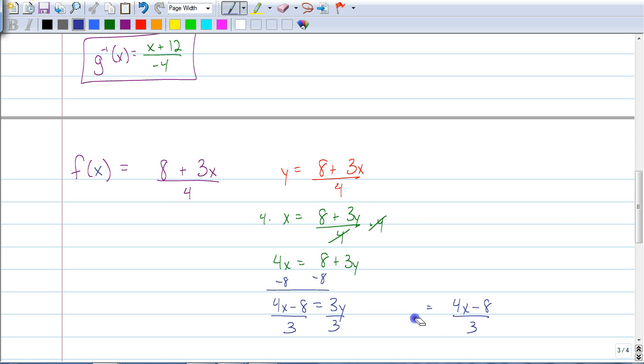Again, I don't want to have this as y equals. I want to put this back into function notation. Since our function name is f here, this would be the inverse of f of x equals 4x minus 8, all divided by 3, and that's your answer.